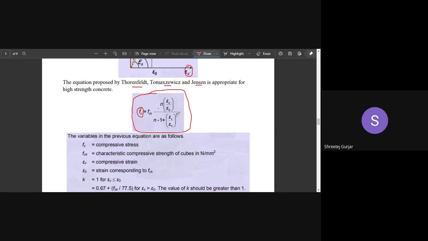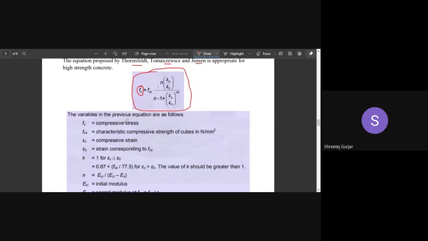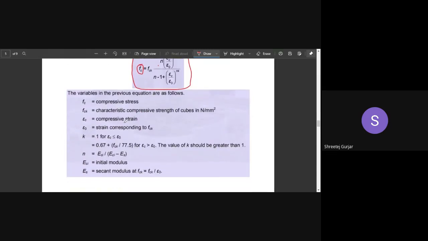Let us look into what these individual notations are. FC denotes the compressive strength, which we need to determine for your high strength concrete. FCK is the characteristic compressive strength in Newton per mm squared. And what is this N? We have N here, and here, and here. So what is this N?